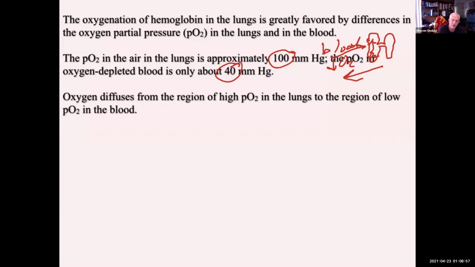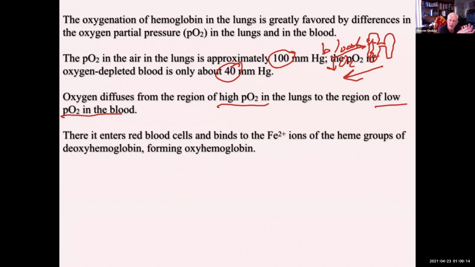Okay. So oxygen diffuses from regions of high partial pressure to regions of low partial pressure. So it goes from high partial pressure in the lungs to low partial pressure in the blood, and then saturates the hemoglobin. It enters the red blood cell and binds to the iron ion of the heme groups of the deoxygenated hemoglobin, forming oxyhemoglobin. So when we have hemoglobin in the red blood cells, when oxygen diffuses from the lungs into the blood, into the red blood cells, it's termed oxyhemoglobin, which means oxygen is attached to the hemoglobin now. So that's our term, oxyhemoglobin.